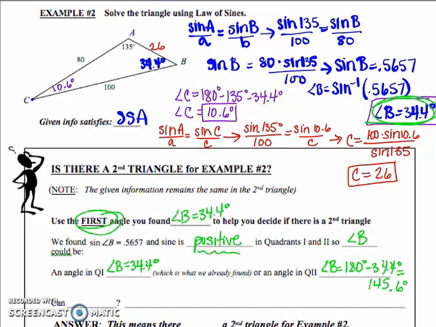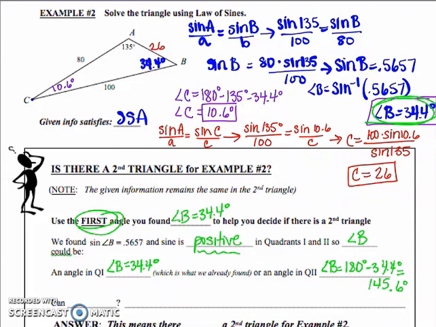This is Pre-Calculus Section 6.4 Notes Part 2. So we were trying to decide if there was a second triangle for example 2. We're looking at the first angle we found, which was angle B. We took that 34.4 and we said if this is in quadrant 1, angle B would be 34.4, which we already found, right? But what if this was an angle in quadrant 2?